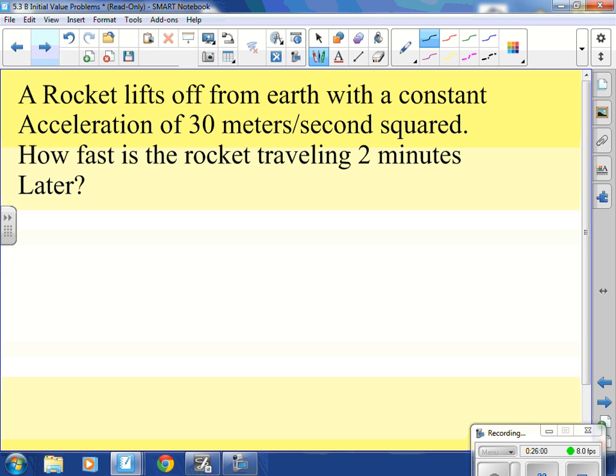Okay, now we're going to close it off today with my favorite trick question of this part of the book. I have marked this question wrong on the test so often that I've actually rewritten the question. A rocket lifts off from Earth with a constant acceleration of 30 meters per second squared. How fast is the rocket traveling 2 minutes later? This is a velocity question. How fast? Velocity. And here's where it goes wrong. What are you going to use for A?